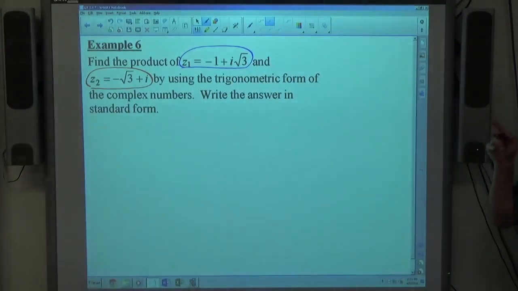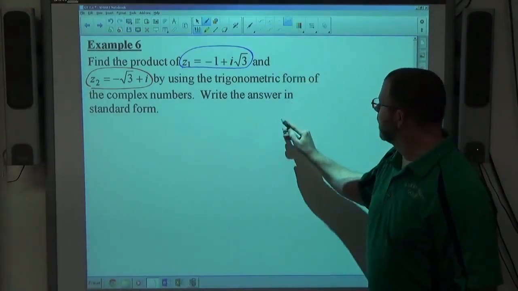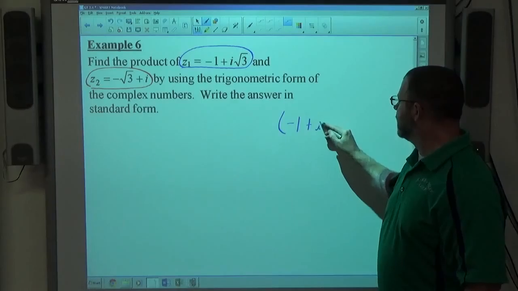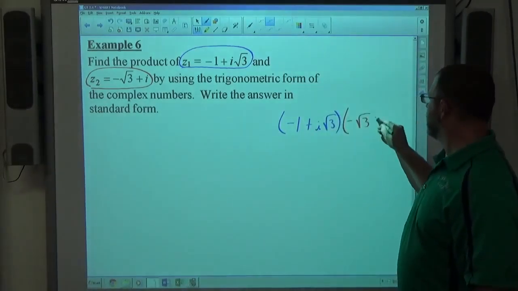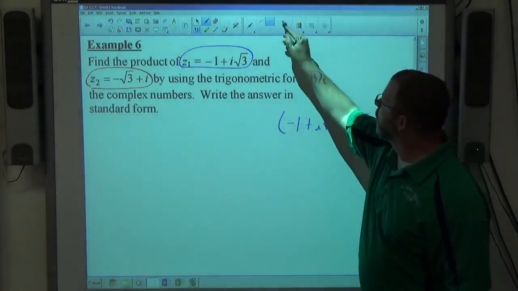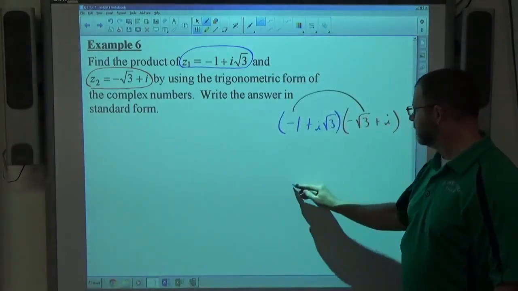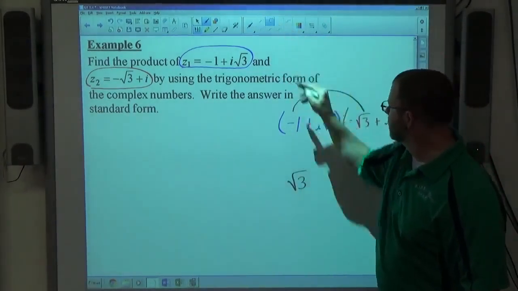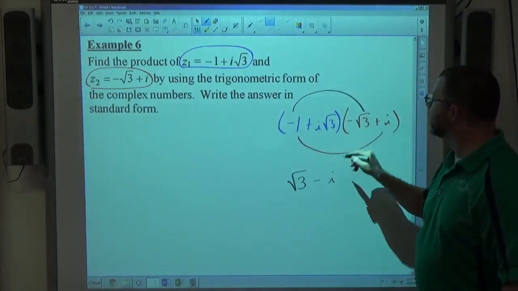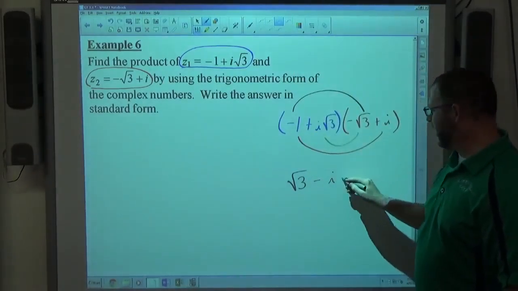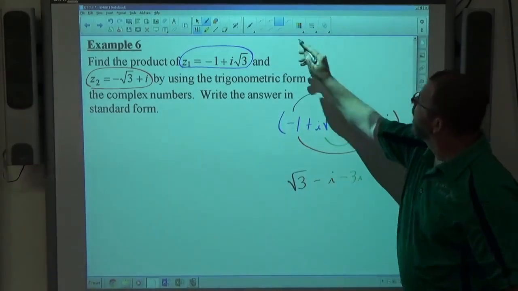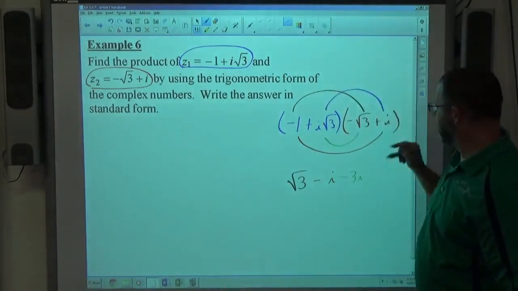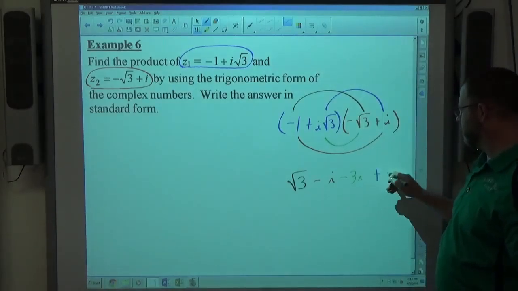Now, let me just say this. If I'm actually doing this problem, they want to multiply those together. This is how I would do it. Negative 1 plus I times the square root of 3 times negative the square root of 3 plus I. I'm going to FOIL. That makes positive square root of 3. That makes negative I. This makes negative 3I. Square root of 3 times itself makes 3 times I.